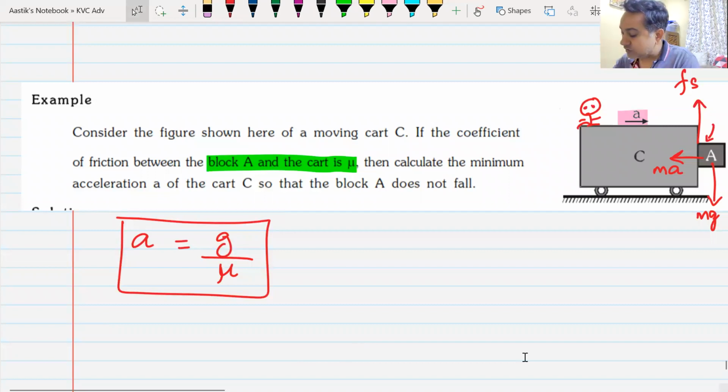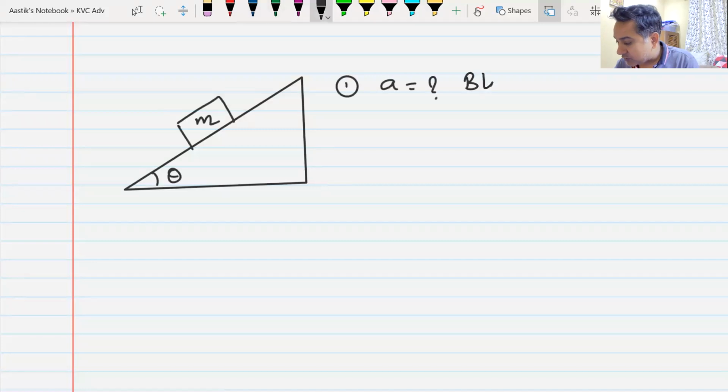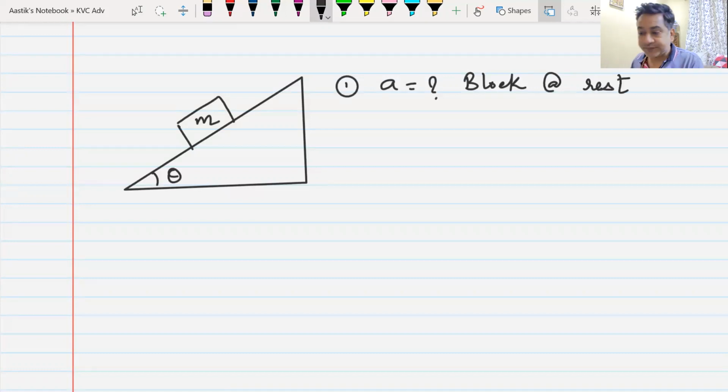So the question goes like this: you have a wedge which is inclined at an angle of theta, and you have a block which is on the wedge. Now the question is, there are two types of question that can be asked. What can be the acceleration of this wedge if the block has to remain at rest? So first question is, what is the value of acceleration for which the block remains at rest with respect to the wedge?